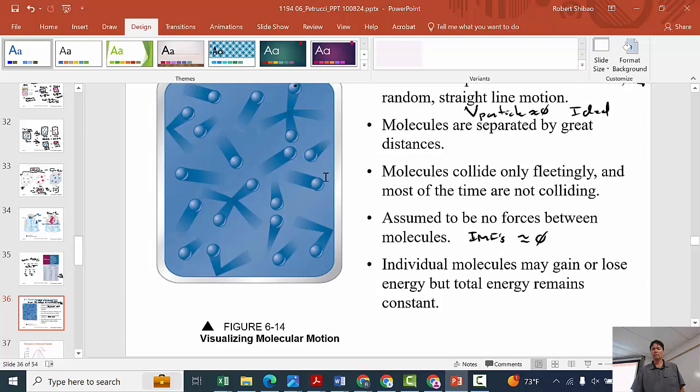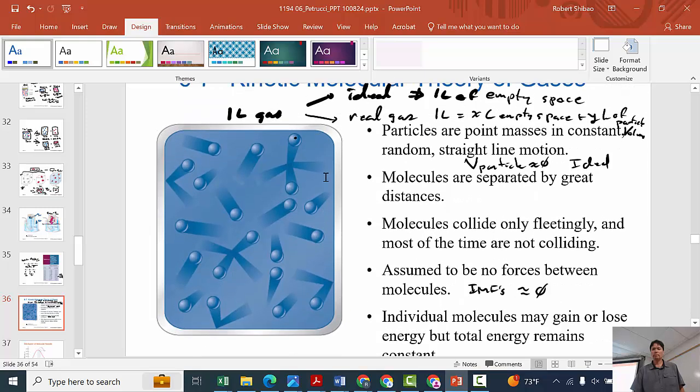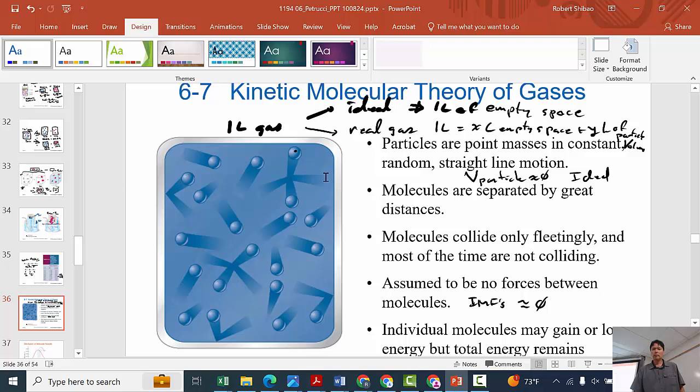What was it up there after particles in the gas? X liters of empty space plus Y liters of particle volume. Yeah.